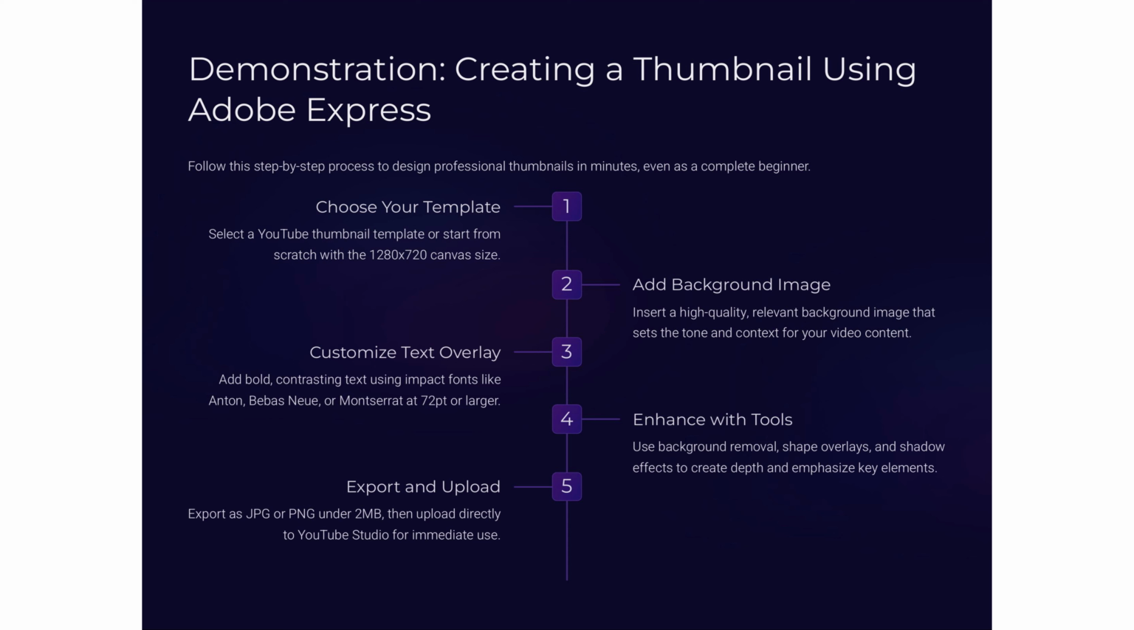Begin by selecting a YouTube thumbnail template or a 1280 by 720 canvas. Insert a high-quality background image to set the tone. Add bold text with fonts like Anton or Montserrat at 72 point. Enhance with background removal and shadow effects. Export as JPG or PNG under 2 megabytes for YouTube Studio.